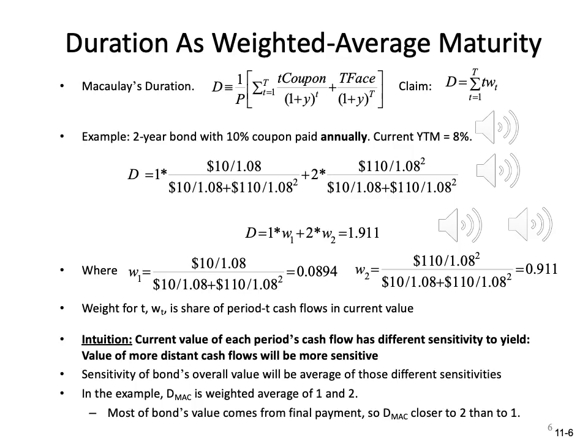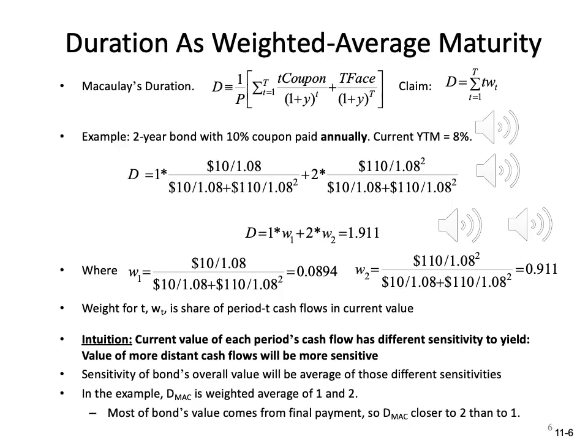When you plug in all the numbers in our calculation, 1 times the weight 1 plus 2 times weight 2, you calculate the duration, which is 1.911 years. Okay, so the intuition here is it takes about 1.911 years to take back your initial investment. Initial investment is the price you paid for the bond, and the remaining 0.089 years are the periods you're collecting interest payment.